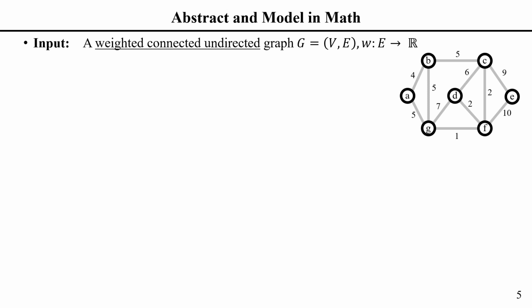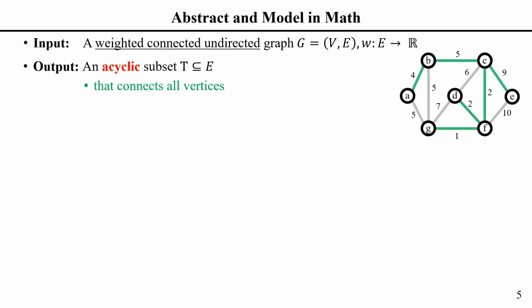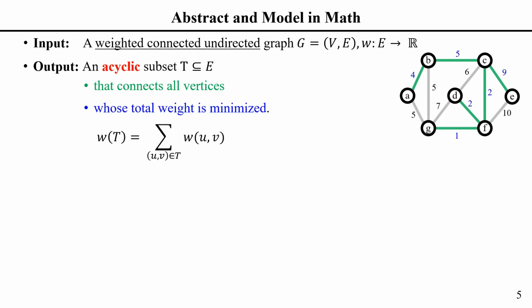Alright, so overall we can model the input to us as a weighted, connected, undirected graph. And our goal is to find an acyclic subset of edges that connects all the vertices and whose total weight is minimized. By total weight, we mean the sum of the weights of all edges in this subset.